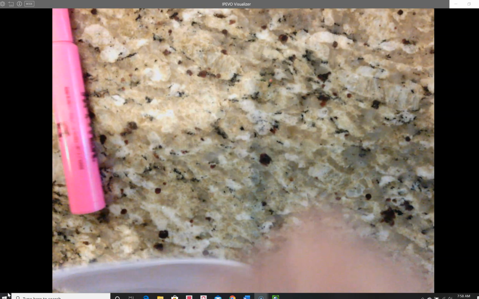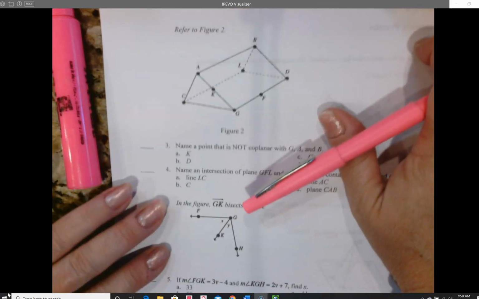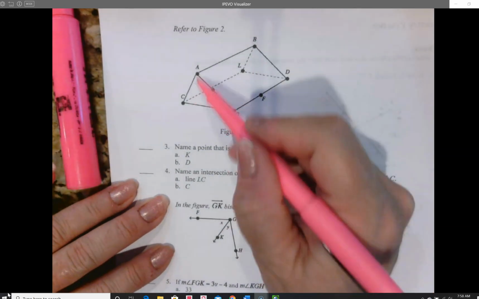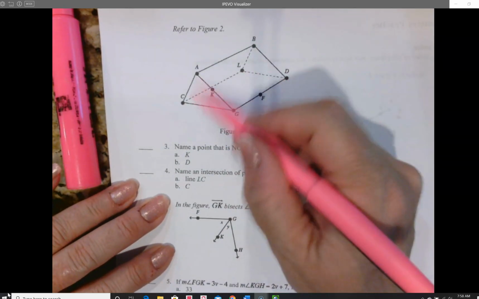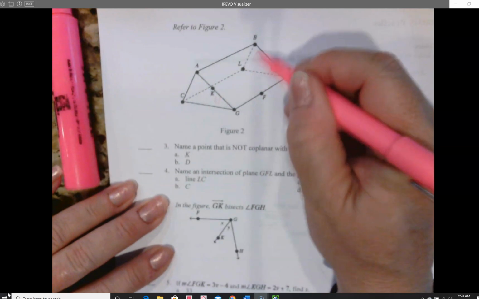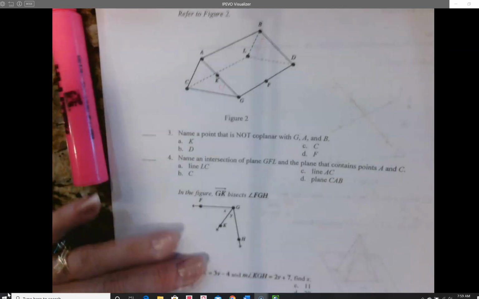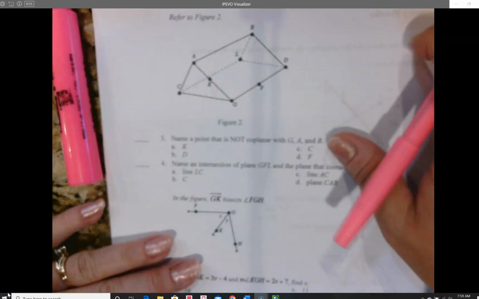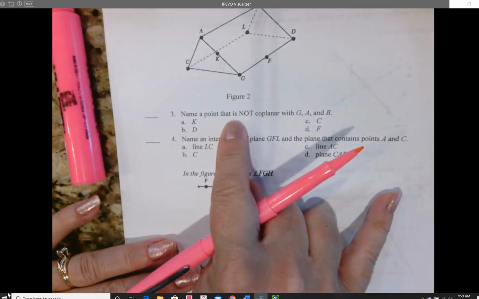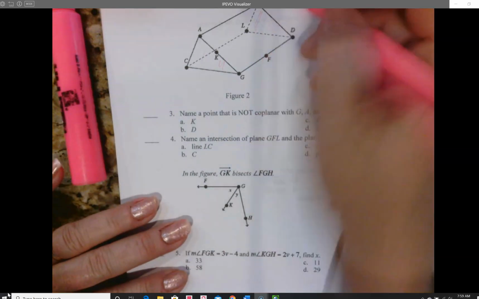Number 3. So we've got a triangular prism here. I can tell that it's a prism because it has 2 bases that are parallel to each other, and then all of the faces are rectangles. So all prisms are like that. You can have any shape for the base. So name a point that is not coplanar with G, A, and B.